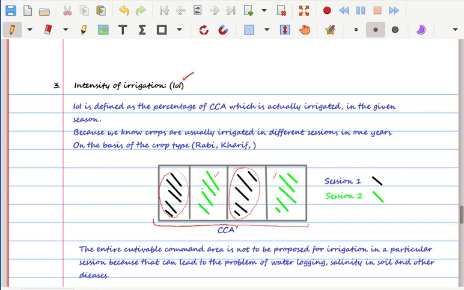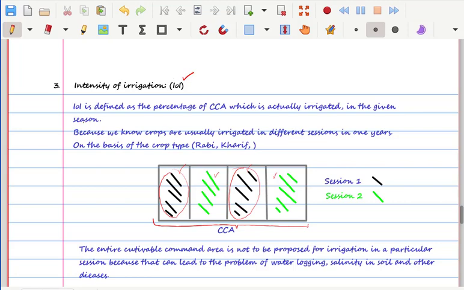What's the reason? If you cultivate all these fields at the same time, you can face the problem of water logging, salinity in the soil, and other crop diseases too, right? So let's say this is the whole command area, and I am just cultivating these two fields. That means this is around 50% of cultivable command area, right? So this 50%, the land which is cultivated, is known as the intensity of irrigation.